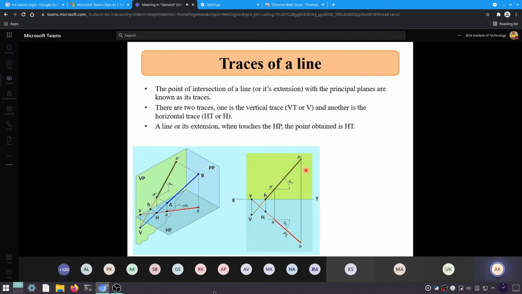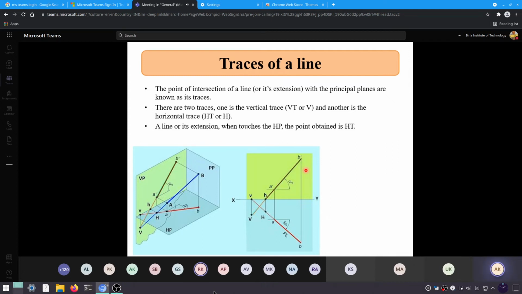So when the line is inclined to any plane, it is going to meet that plane, right? In case a line is parallel to both HP and VP, it will not get any traces. Is this thing clear to all of you? Yes, sir.